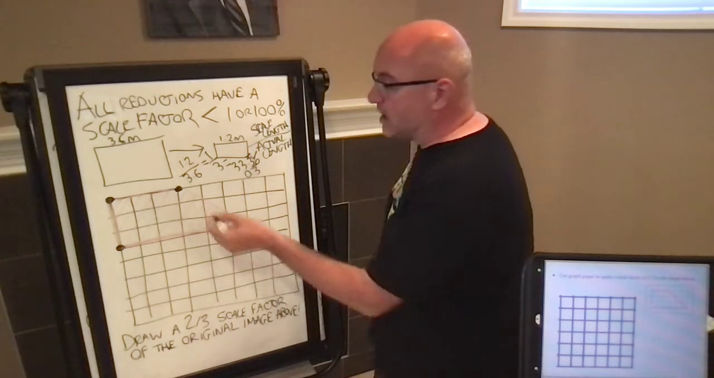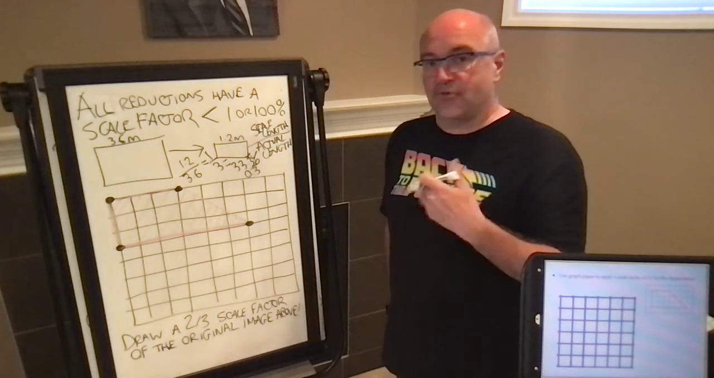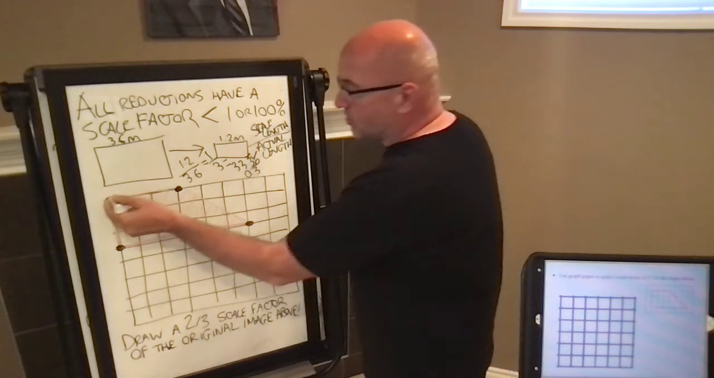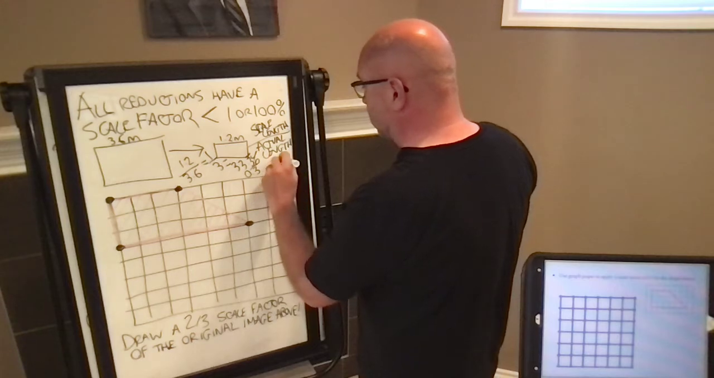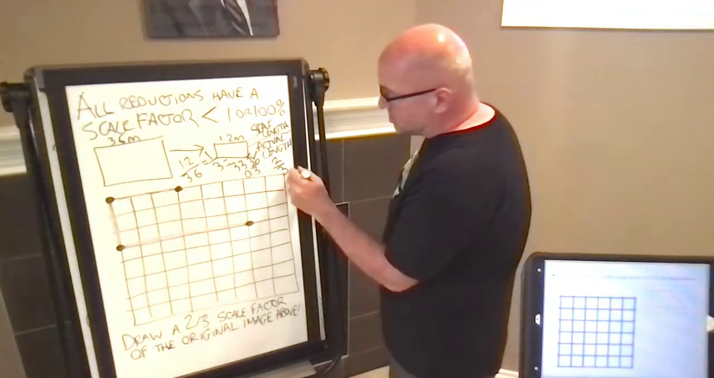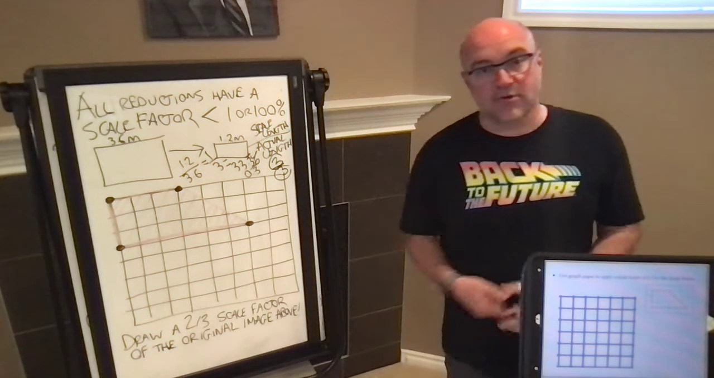But I know that for every length of 3 that I have, I'm going to reduce each length of 3 down to 2. The original length is 3, and I'm going to reduce anything that's a length of 3 down to a length of 2, because that's the scaled length if my scale factor is 2/3.